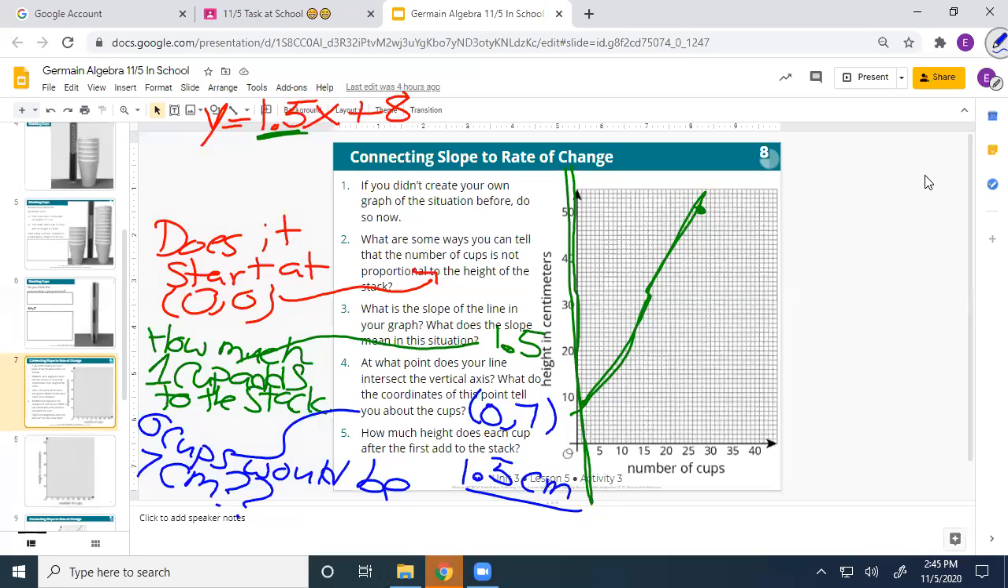What I want you to do is look at your homework tonight. You have 2 things for homework. Listen. You have the exit ticket, which I linked in.